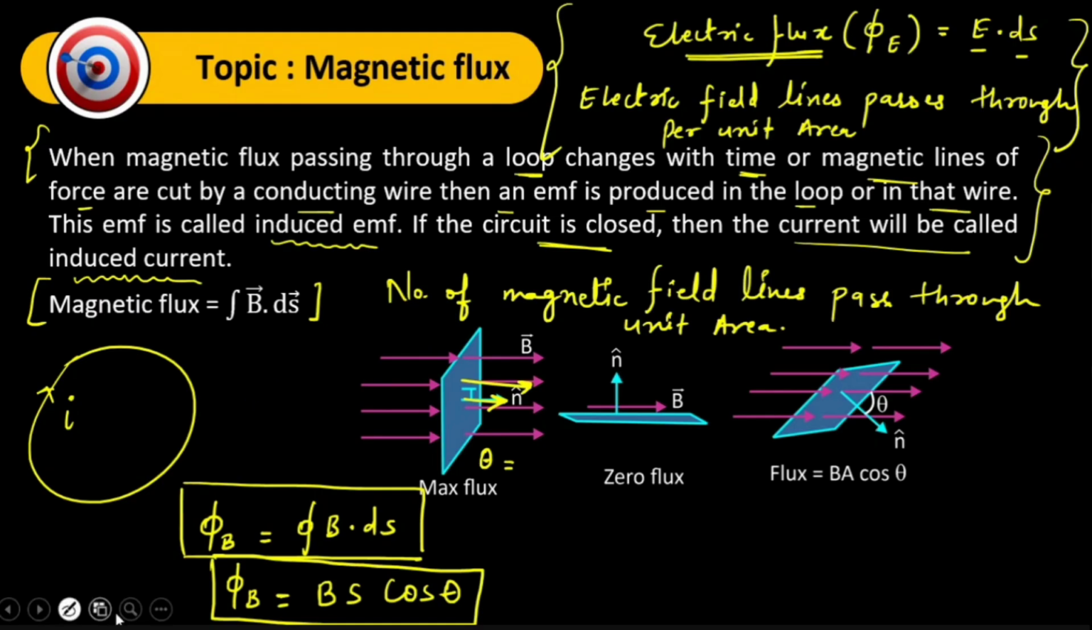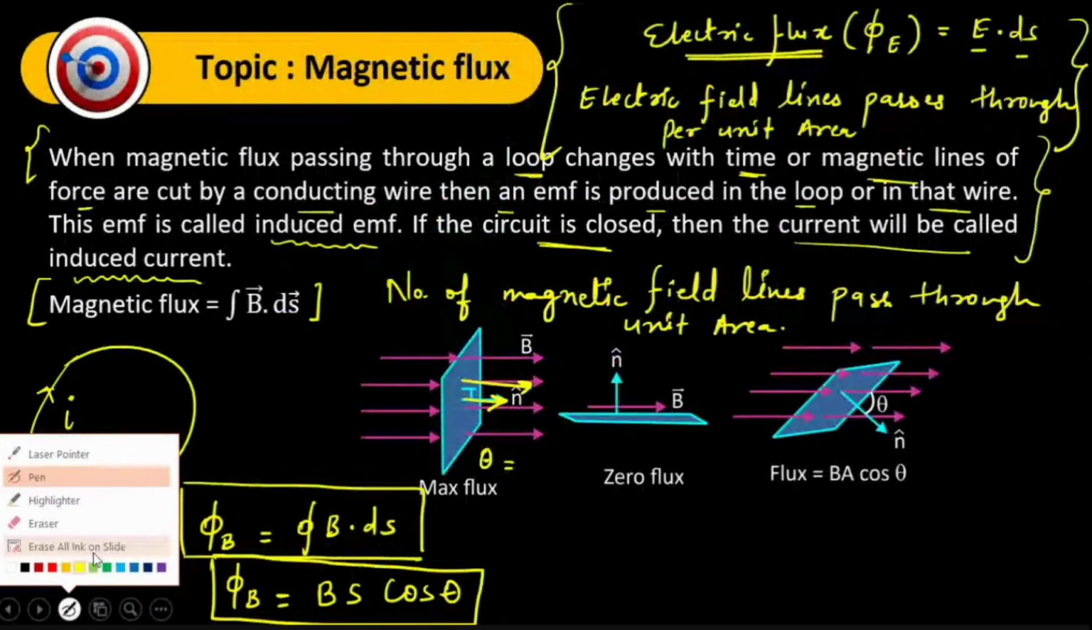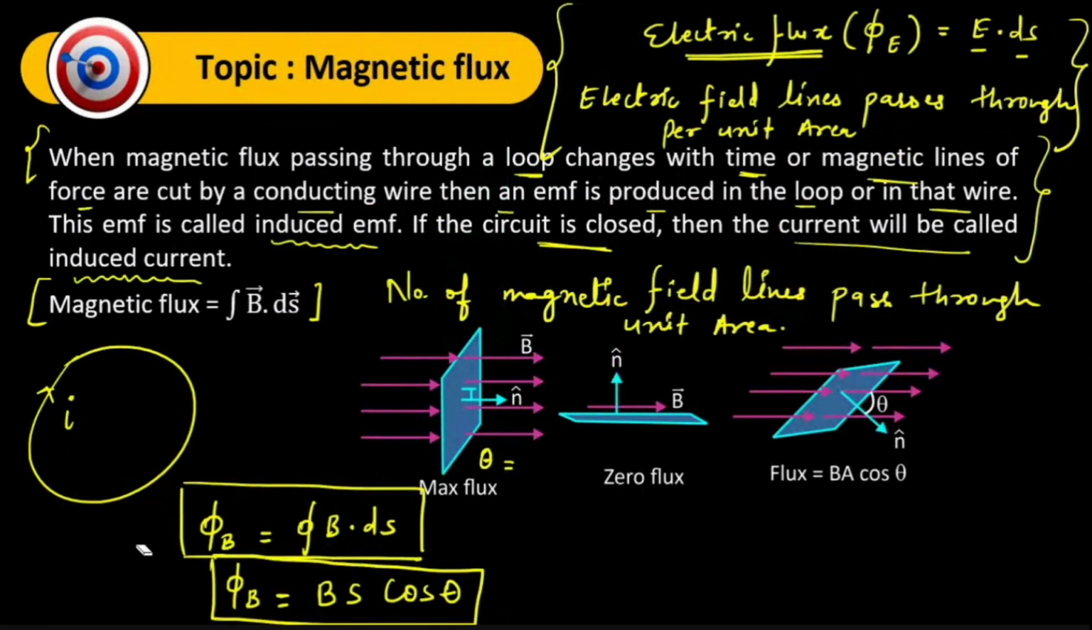How would we know that? Just try to see it. The field is this way and the area is also perpendicular to it, so both the lines you are observing here must be parallel. And if they are parallel, what should be the angle between them? If they are parallel, the angle between them is 0 degrees. But if they are anti-parallel, like this, then theta should be 180 degrees.